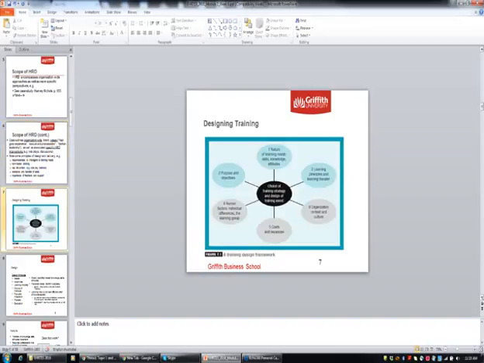So when you're designing training, this particular figure here, 7.1 from the text, number one, nature of learning needs, refers to the skills and knowledge and attitudes that you hope to help your participants develop. You need to know your own purpose and objectives of the training.